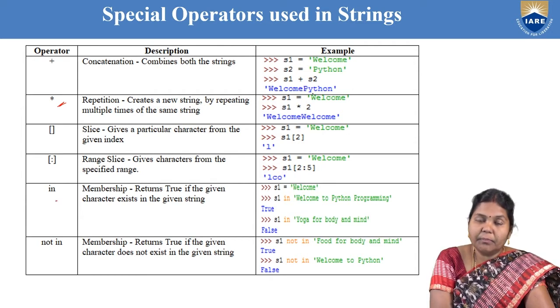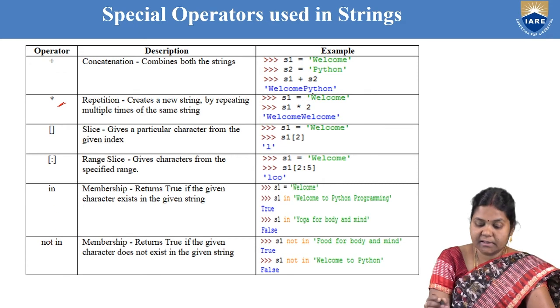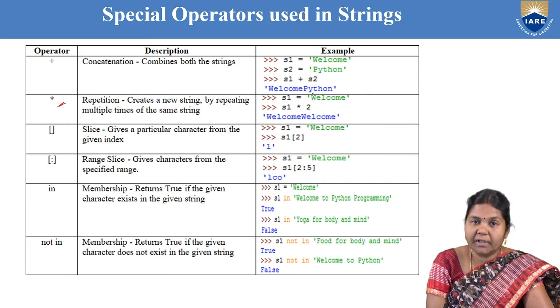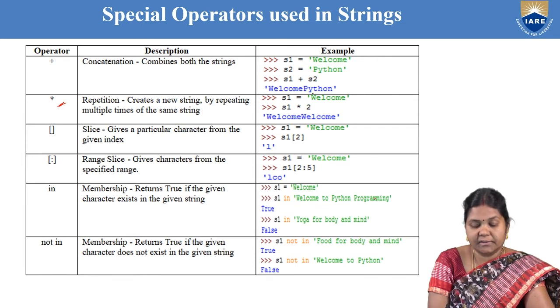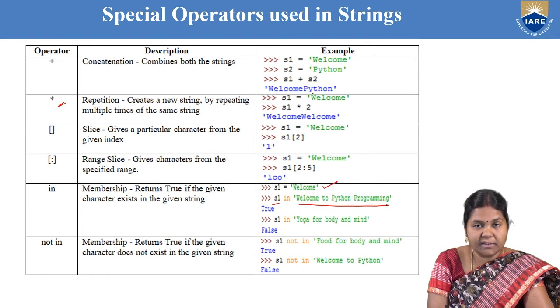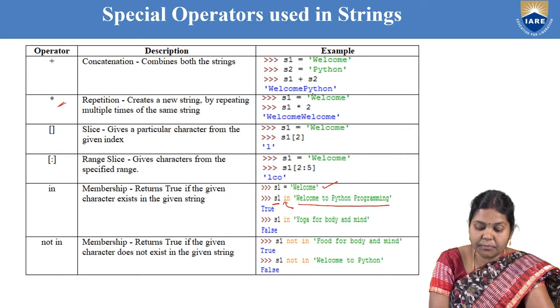Then the membership operators are in and not in. Let us discuss examples of the membership operators in and not in, which are used in strings. Suppose S1 is a string containing welcome, and S2 is another string containing welcome to Python. Otherwise, we can directly write S1 in a bigger string, welcome to Python. S1 contains welcome, a substring. This substring is present in the main string, so we are using the membership operator in. Membership operators always return true or false. So the output is true.